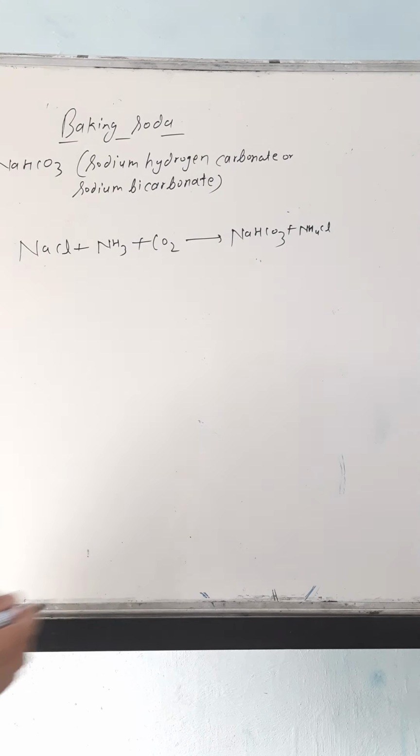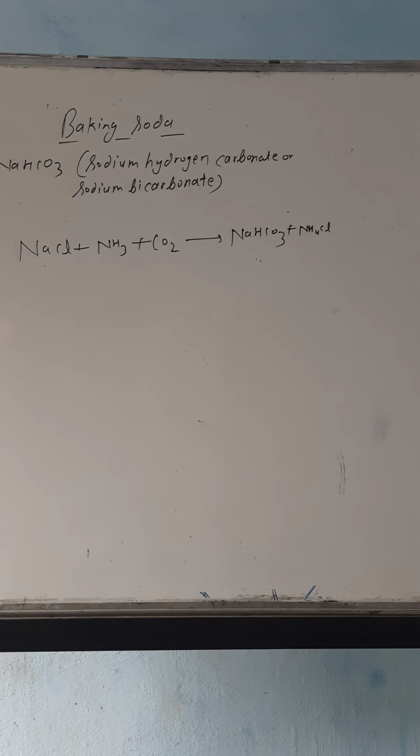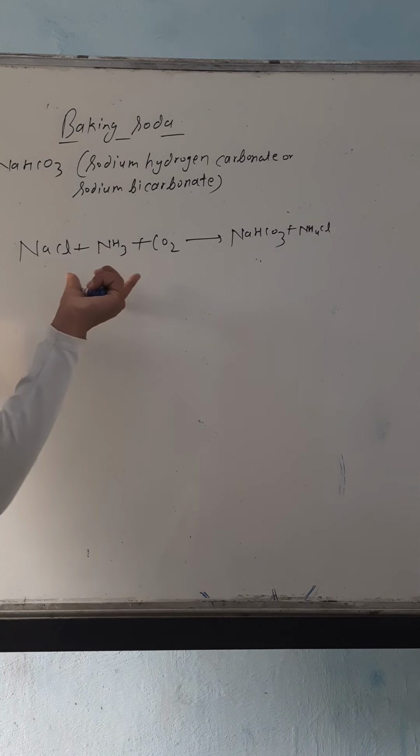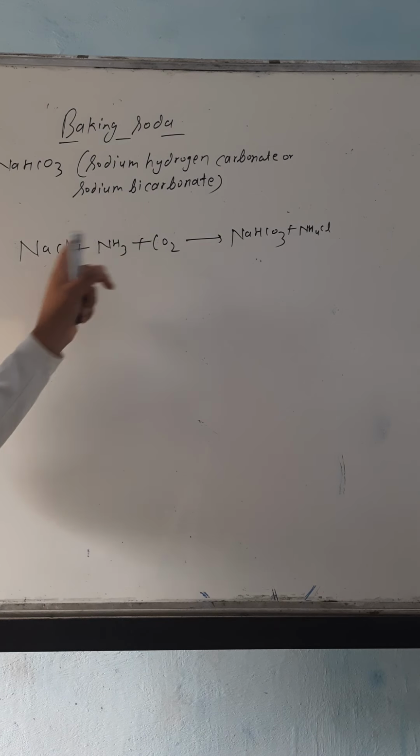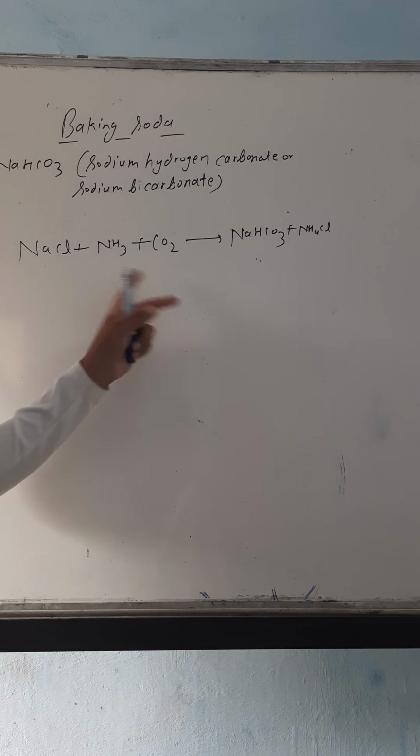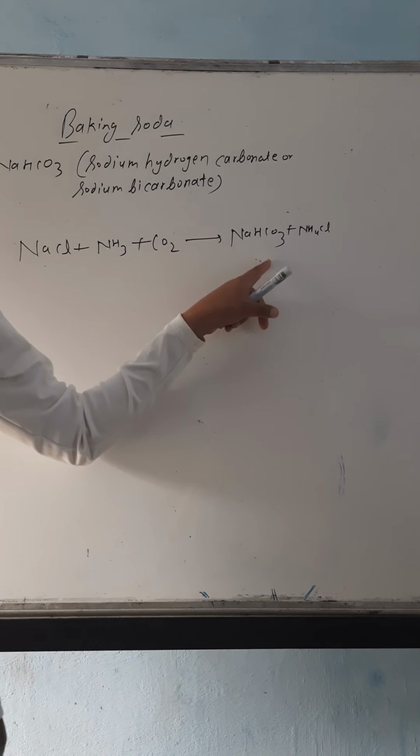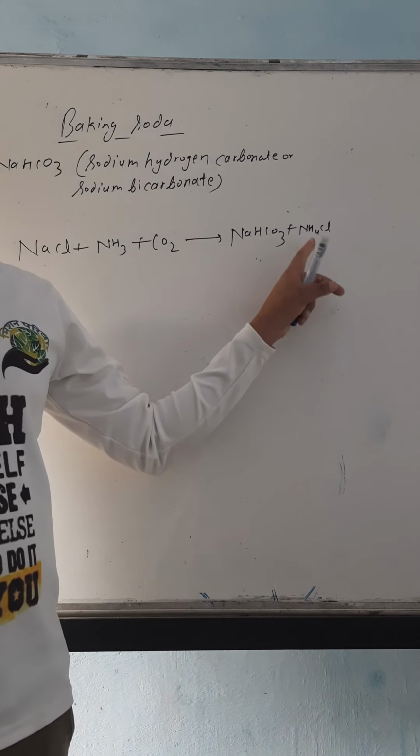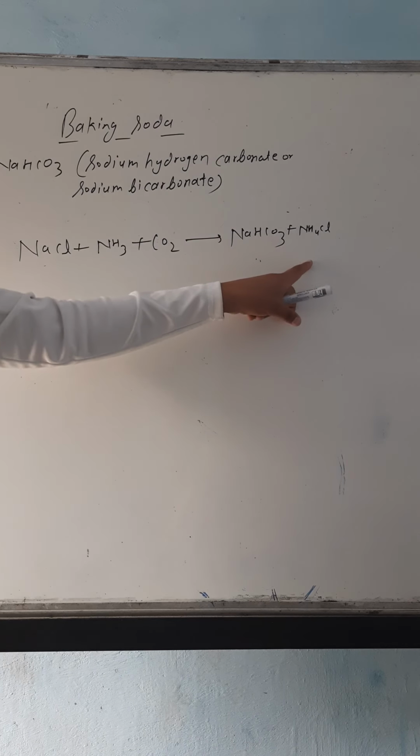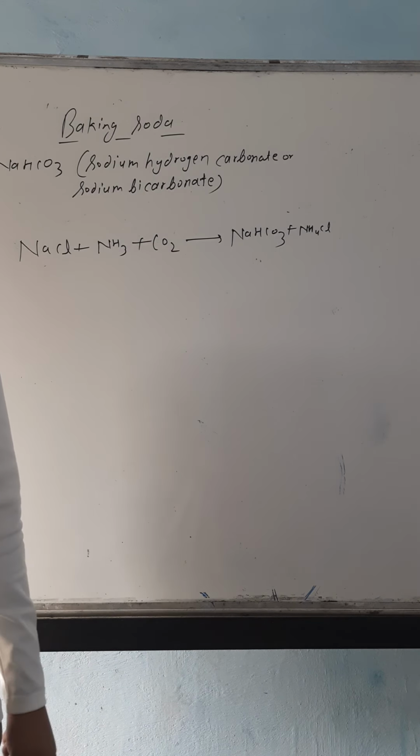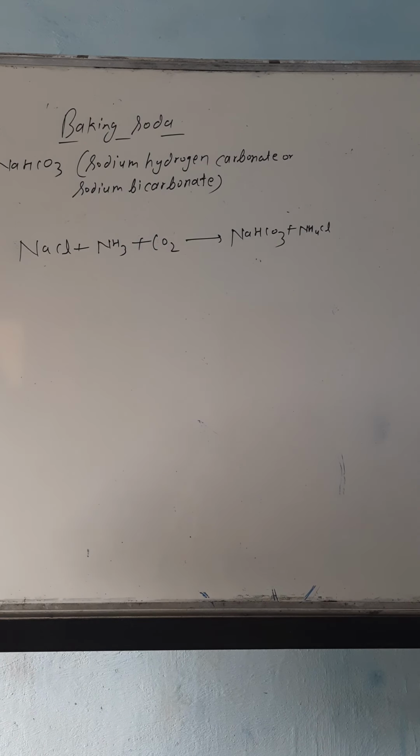Is it visible there? Let me check. Yes, correct. Are you getting this? So when we pass carbon dioxide gas through the concentrated solution of NaCl and ammonia, we get sodium hydrogen carbonate, baking soda, and the other product will be ammonium chloride. You should write this down also. So these are the two products.